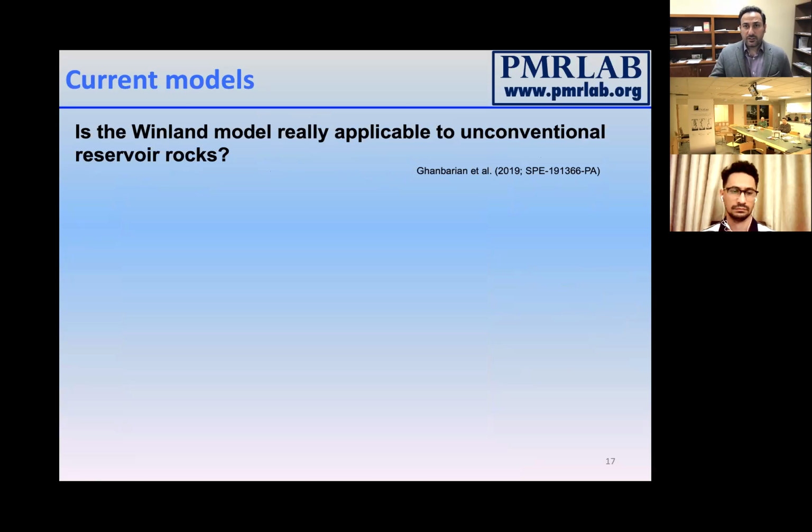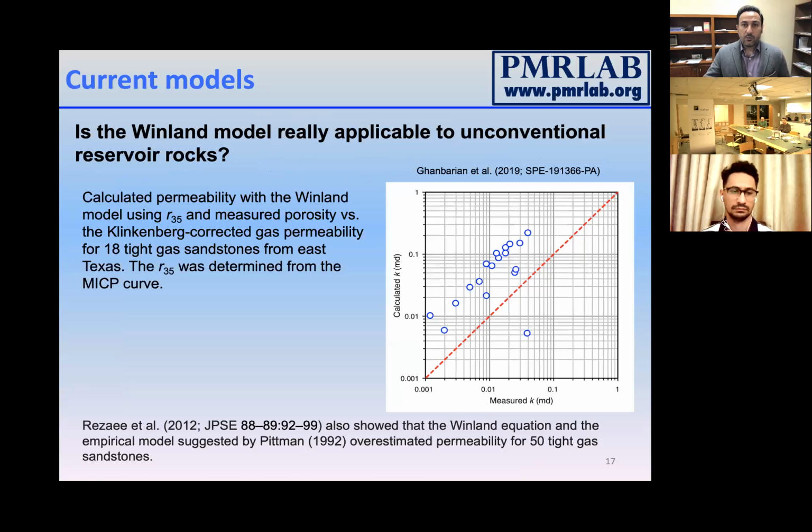We wanted to answer that question. We got 18 tight gas sandstones from Texas, and we estimated permeability based on the Winland equation. We plotted those estimations as a function of measured permeability. And as you can see, as expected, when you have an empirical relationship established based on conventional reservoir rocks, it's not going to result in accurate permeability predictions for unconventional reservoir rocks. More specifically, we found overestimation when we used the Winland equation.